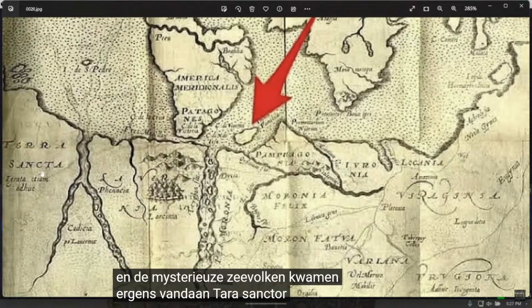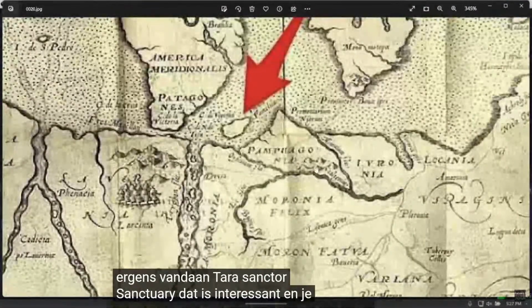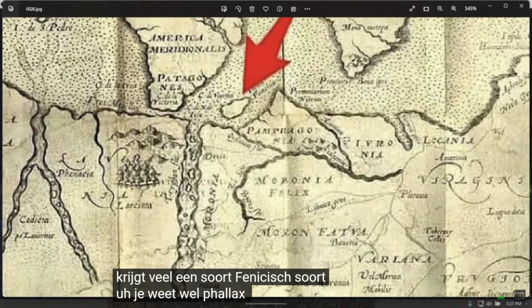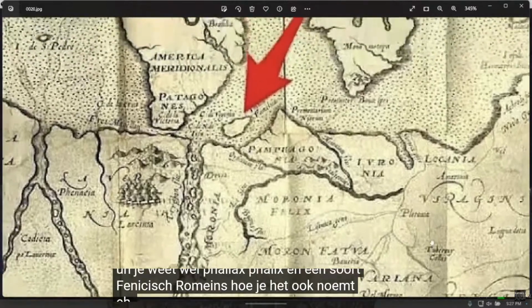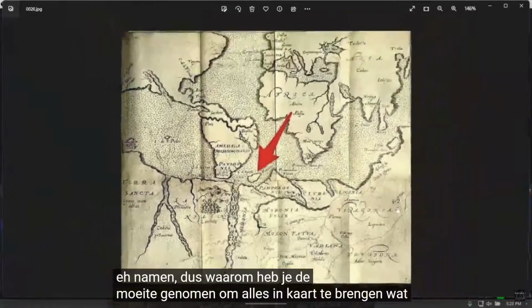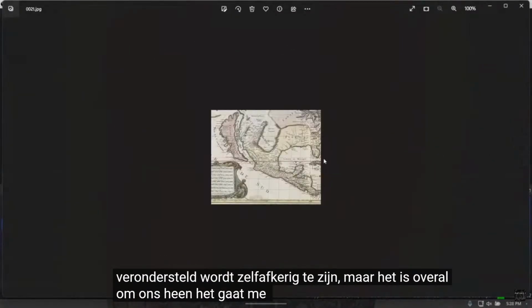Terra Sancta, sanctuary. That is interesting. And you get a lot of Phoenician, phalanx, and Phoenician Roman names. So why they went to the effort to map all of that, which is supposed to be south of us, but it's all around us, is beyond me.